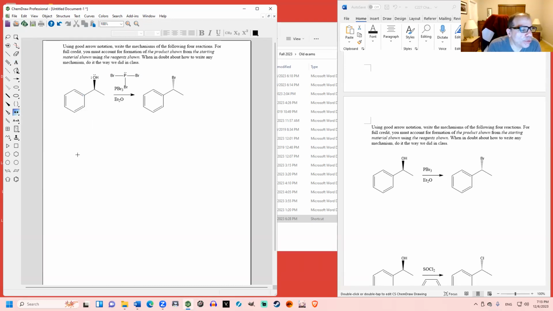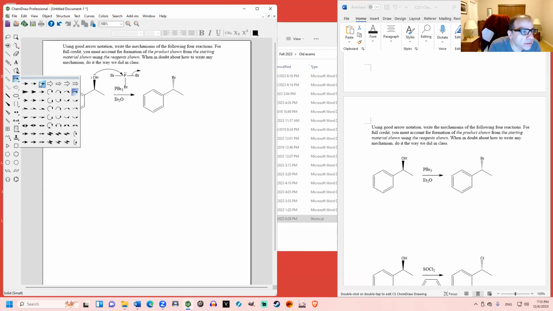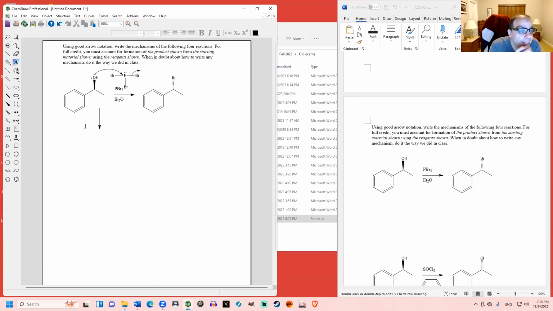That's the structure of phosphorus tribromide. And the alcohol oxygen attacks that phosphorus. The phosphorus is very electron deficient, very low on electron density because it has 3 electronegative bromine atoms attached to it. And the phosphorus-bromine bond is pretty weak. So this is kind of like an SN2 reaction also. I'll even put SN2.